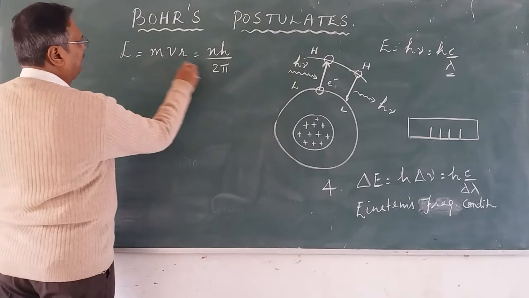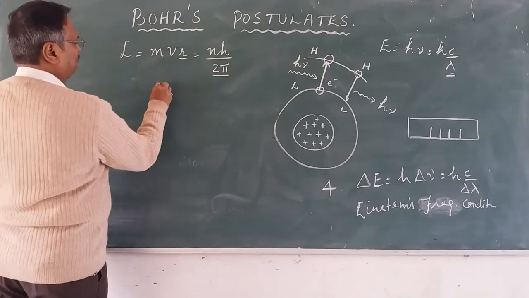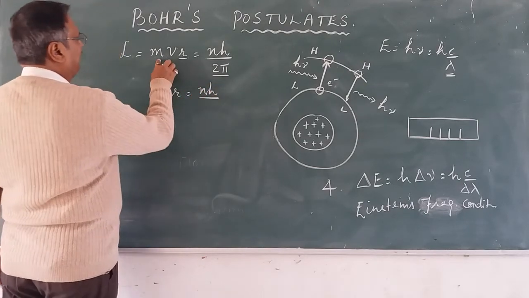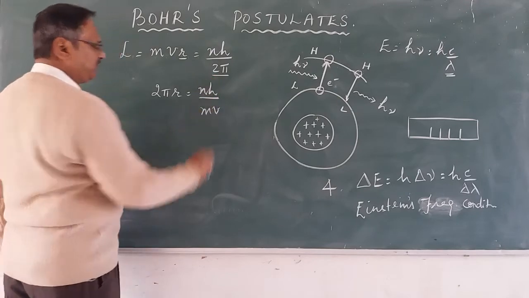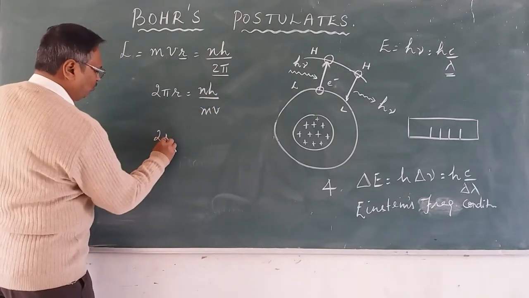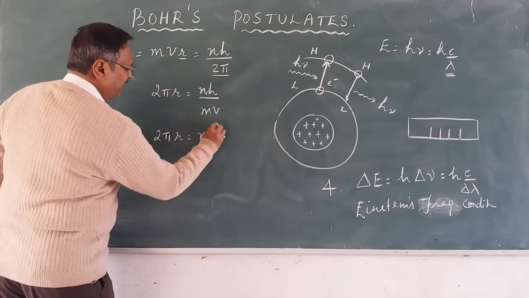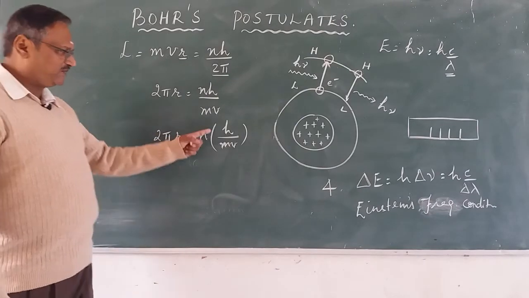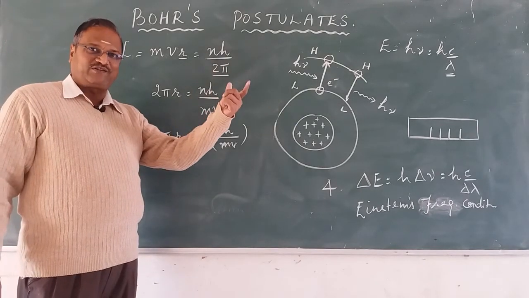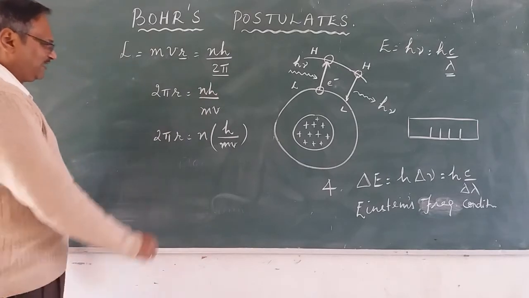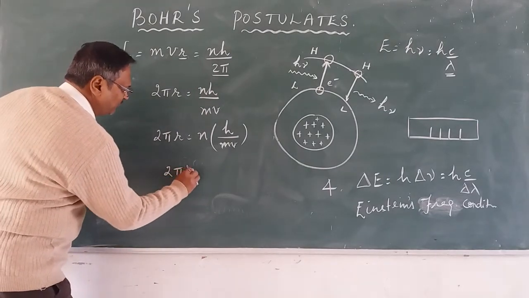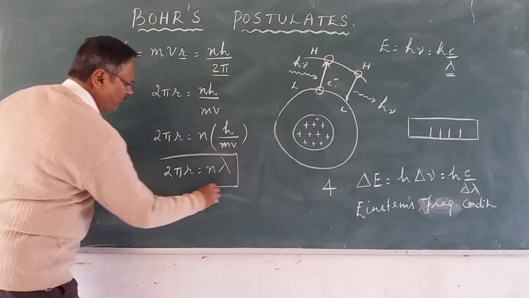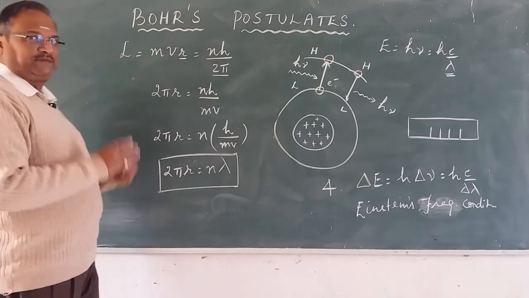I have 2 pi and I have r, so I write 2 pi r is equal to nh upon m into v. I will write this as 2 pi r is equal to n times h upon mv. And what is h upon mv? In the previous chapter, we learnt about the de Broglie wave equation, so 2 pi r is equal to n lambda. This is a very important equation. You should keep it in mind.